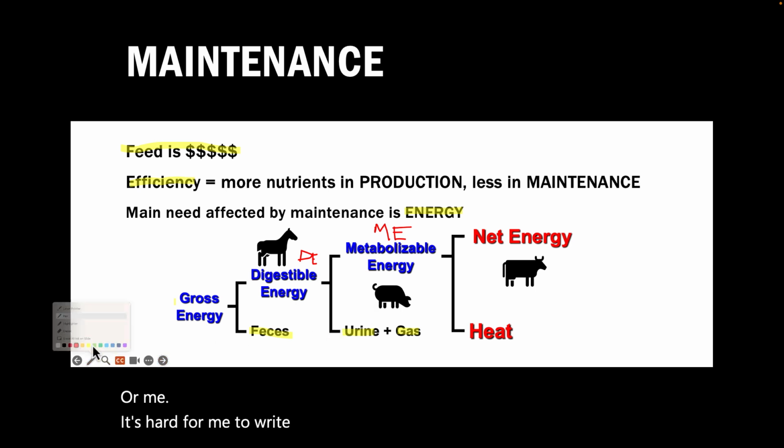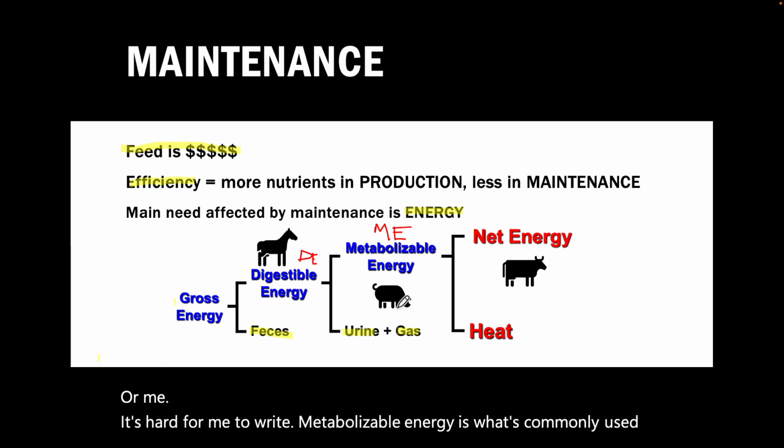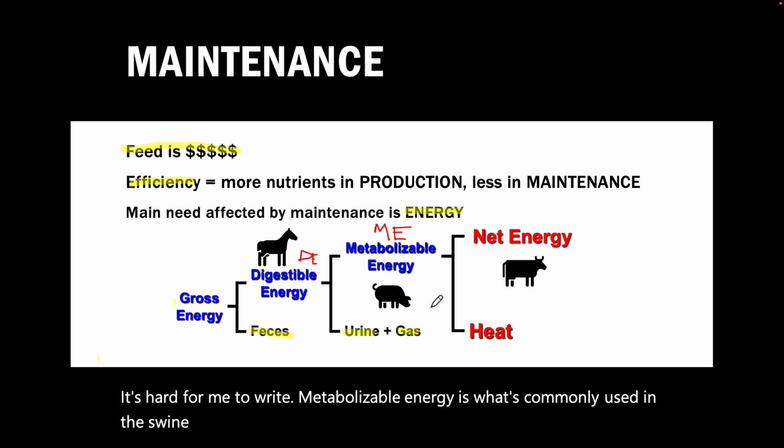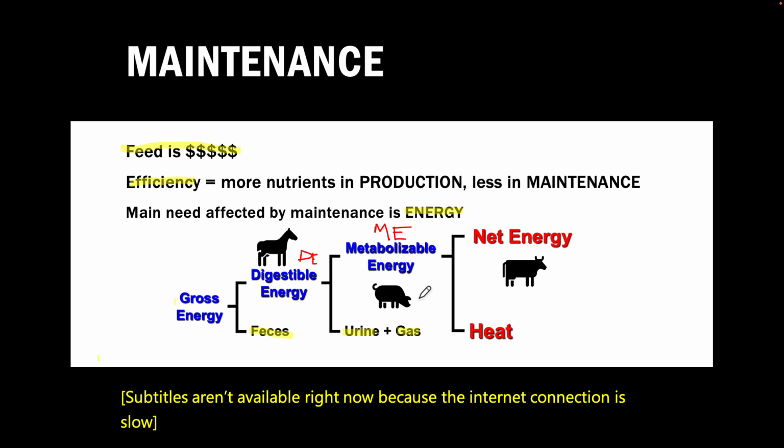Metabolizable energy is what's commonly used in the swine industry, poultry industry, dogs and cats, the companion animals. This is what they're going to be utilizing as a measure of energy. When you look up the requirements for a dog, or you look on the back of a feed tag for a dog, you're going to see metabolizable energy.